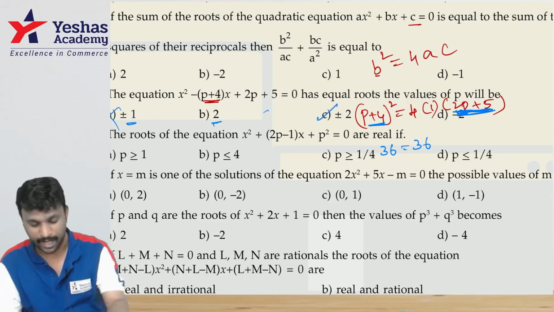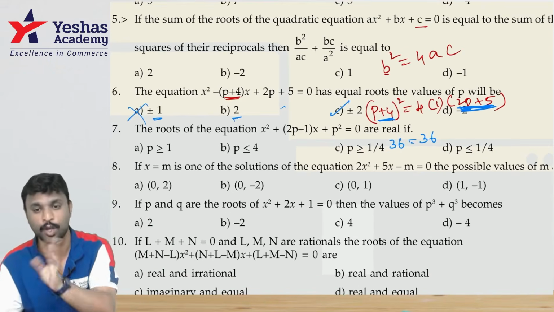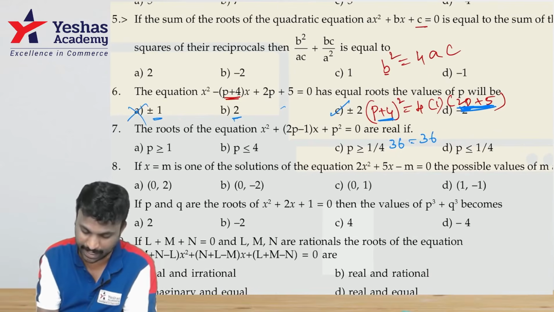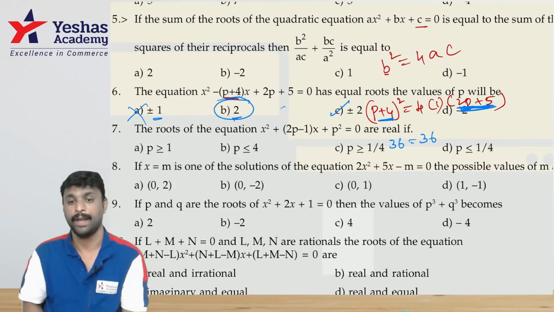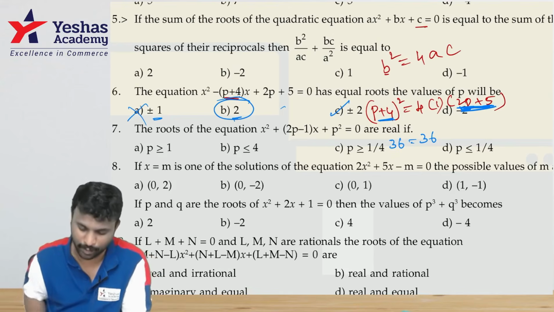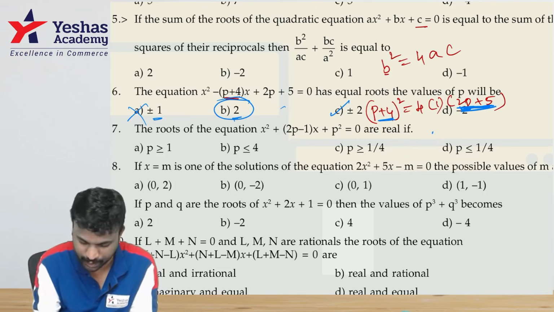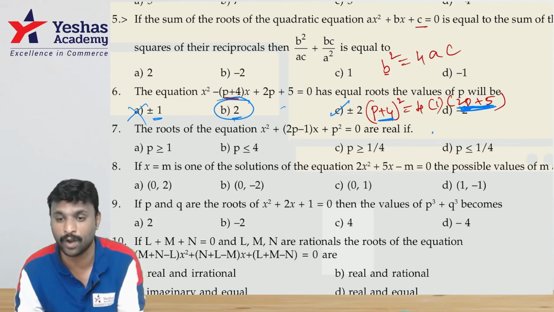Please keep it in mind that if there is an option 2 and plus or minus 2 both present in the options, don't just get satisfied with p is equal to 2. Check even for minus 2 and confirm. Have you understood? Now we will check for minus 2 as well and see whether it satisfies or not.